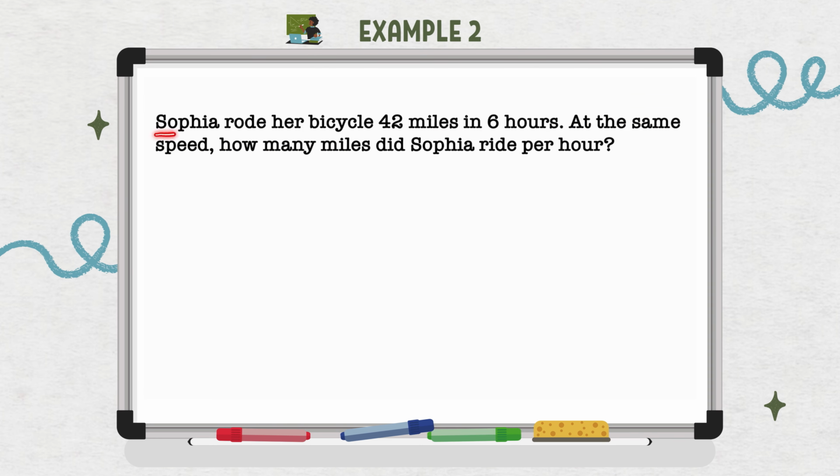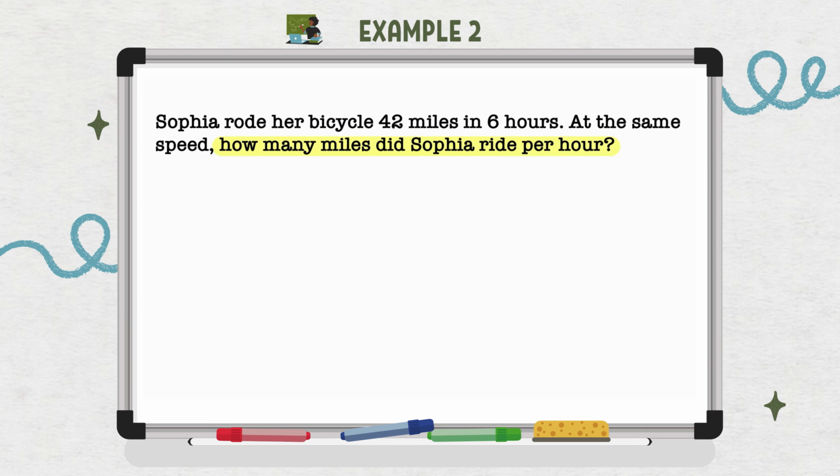Example 2. Sophia rode her bicycle 42 miles in 6 hours. At the same speed, how many miles did Sophia ride per hour? First, I'm going to highlight the question. How many miles did Sophia ride per hour? So they want to know how many miles does she ride per every 1 hour, right?